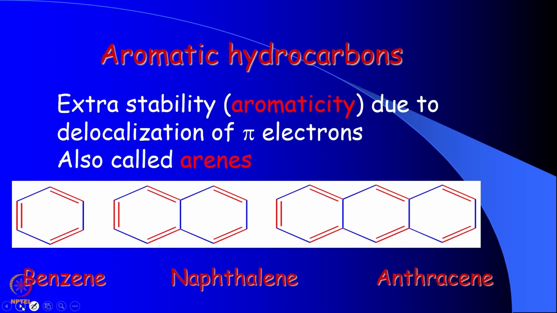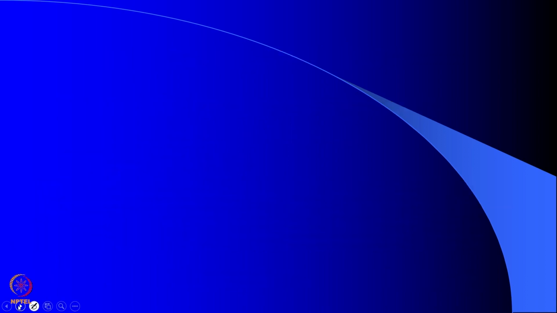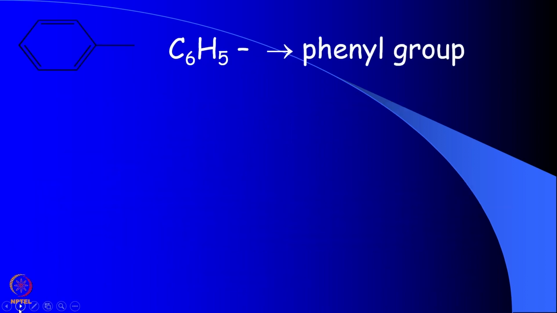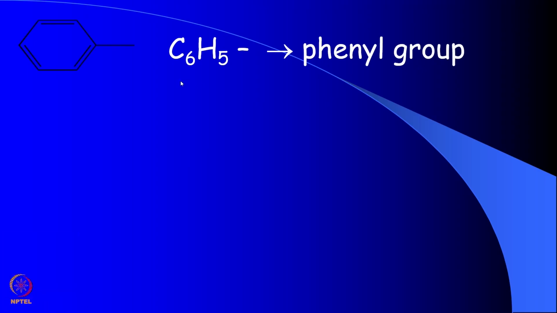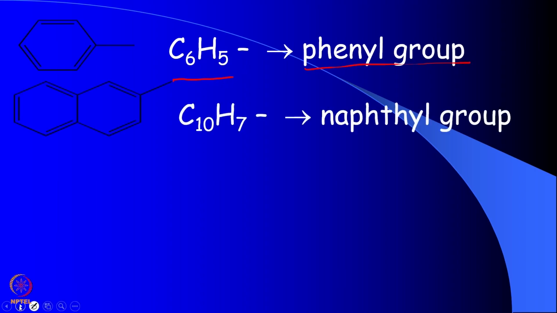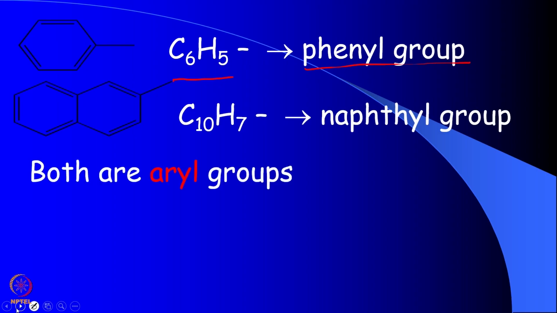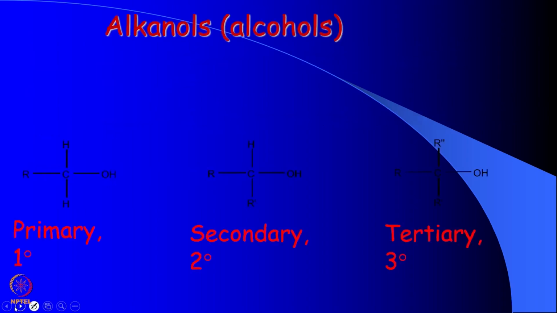These are called dienes as well. So, when a group which is C6H5 is attached to any compound, it is called a phenyl group. Similarly, a naphthalene with 1 hydrogen less is called a naphthyl group, and these are basically called the aryl groups.